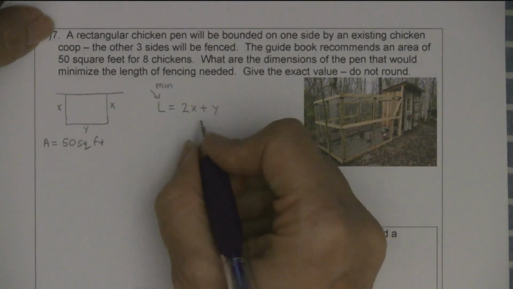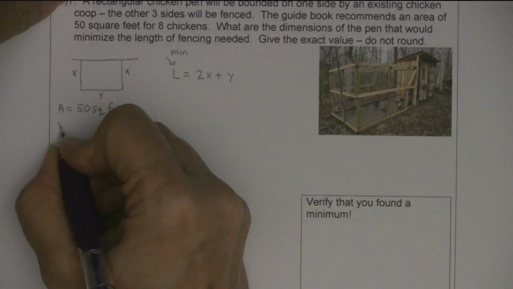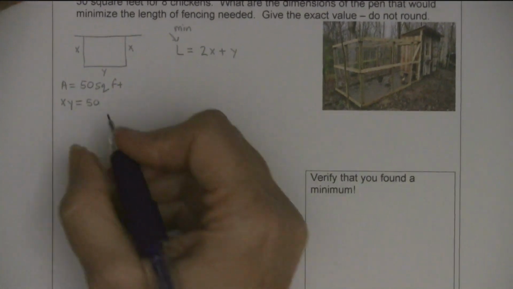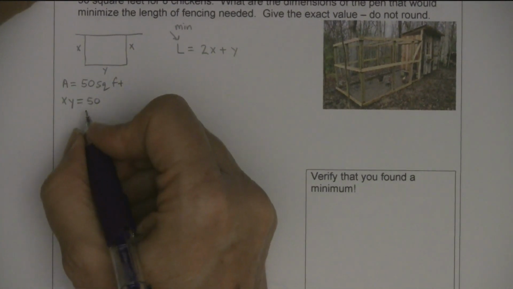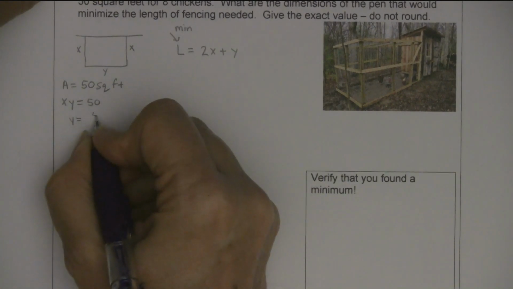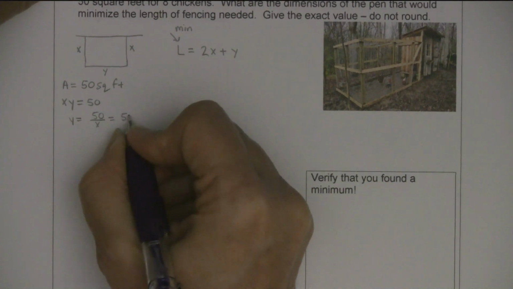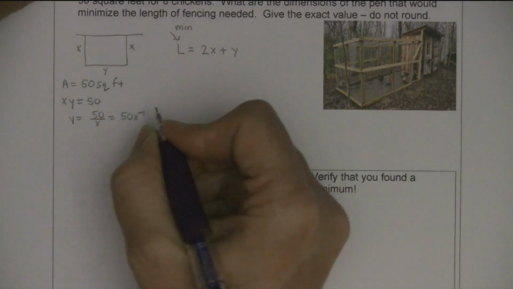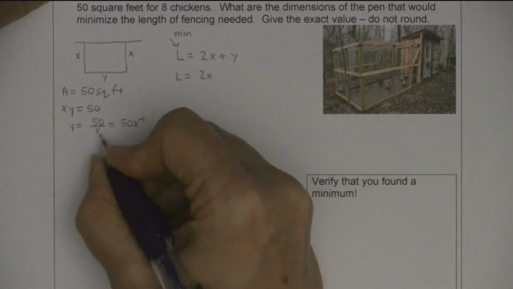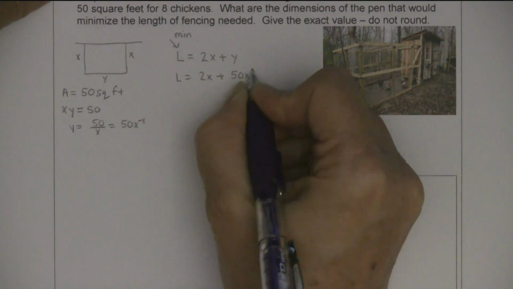And the problem is that I have two variables over here, but no worries, right? I know that X times Y equals 50 because of the area. You can solve for Y or you can solve for X, it doesn't matter. So I'm going to say that Y equals 50 over X, which is 50 X to the negative 1, my choice again on how I write that. So L equals 2X, and then I'm going to replace in here for Y 50 X to the negative 1.